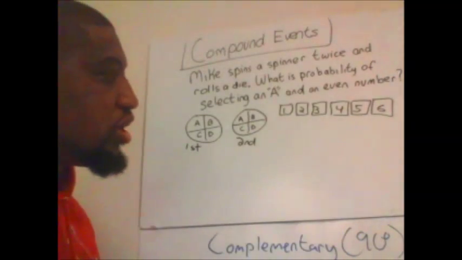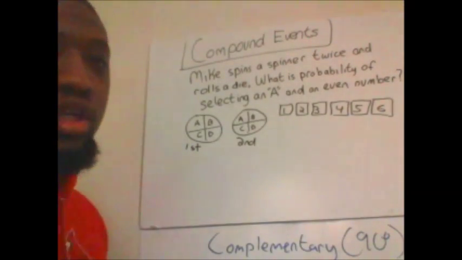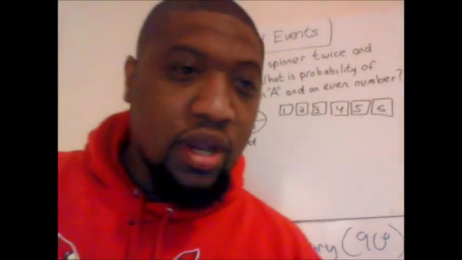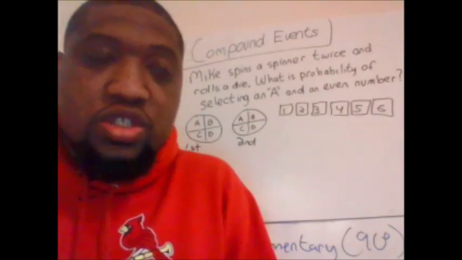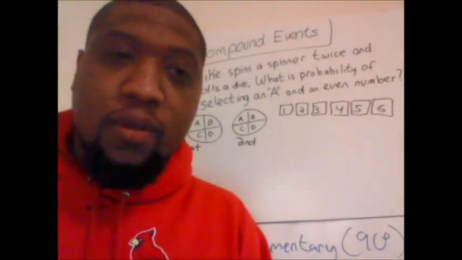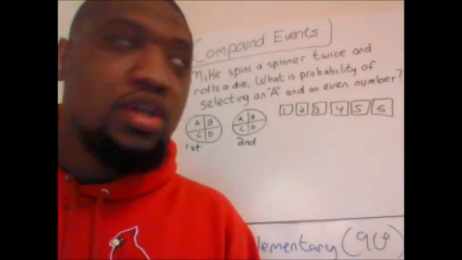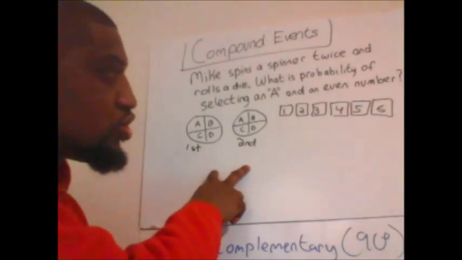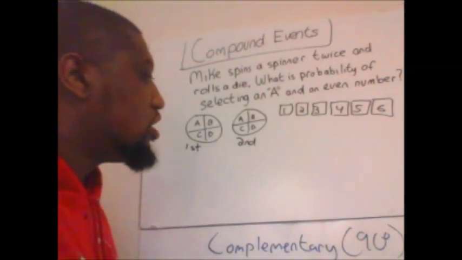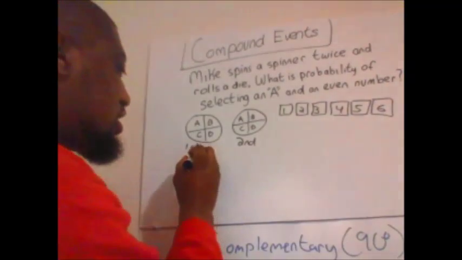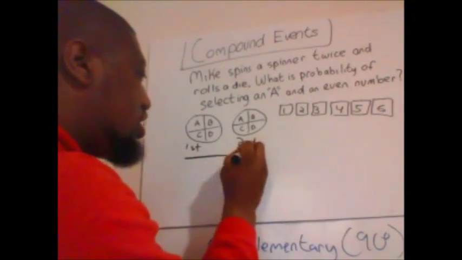One of the first things you want to know is events. Events are normally like your verbs, what's occurring at the moment. So if I was just to spin a spinner once, then that would just be one event. But since I'm spinning it twice, that's two events. And then you have the die, that would be three events. So what I like to do is put a line under each of my events.